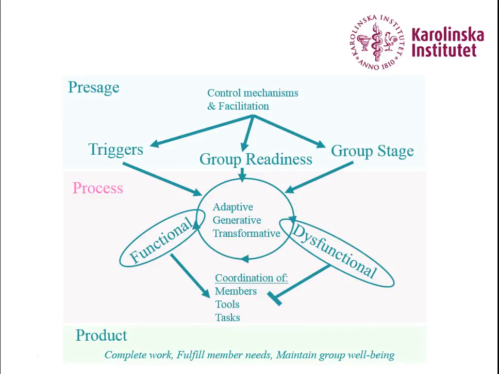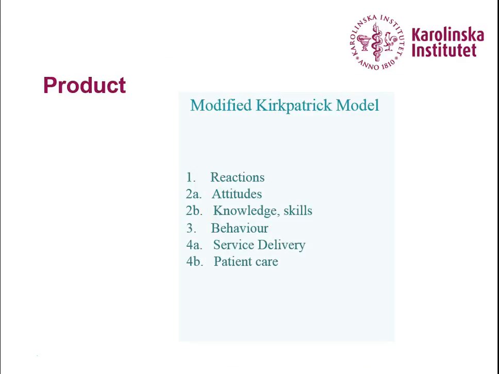And then finally, there's the product. And generically, it's that the group is able to complete its work, fulfill member needs, and maintain group well-being. This is a very rapid overview of the model proposed by London and Sessa, so I urge you to check out that paper if you're keen on learning.